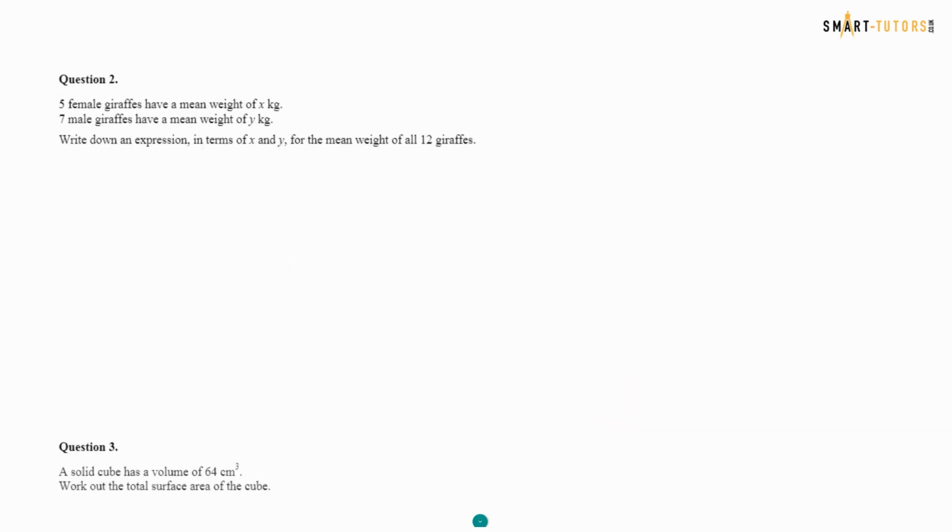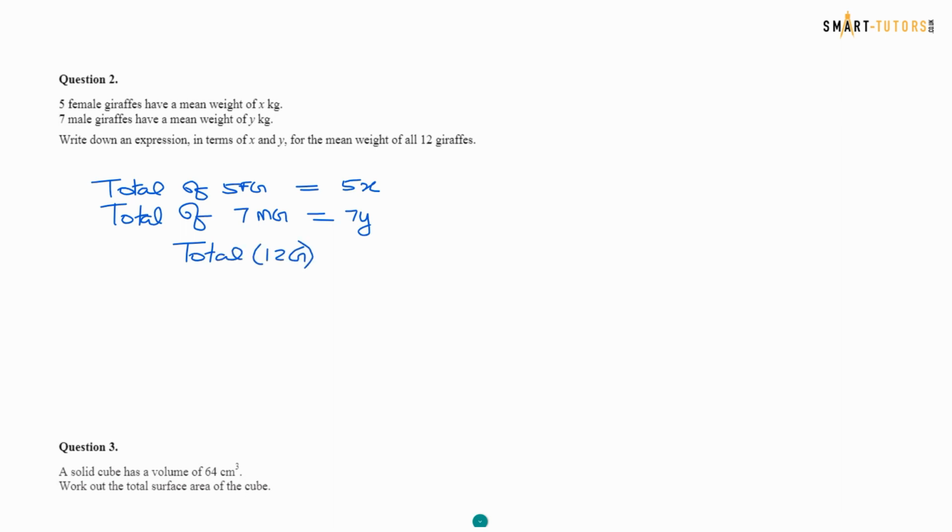Question number two. 5 female giraffes have a mean weight of x kilograms. So the total of 5 giraffes equals 5 times x. Next, they are giving 7 male giraffes have a mean weight of y. So the total of 7 male giraffes equals 7 times y. So for all 12 giraffes, the total equals 5x plus 7y.